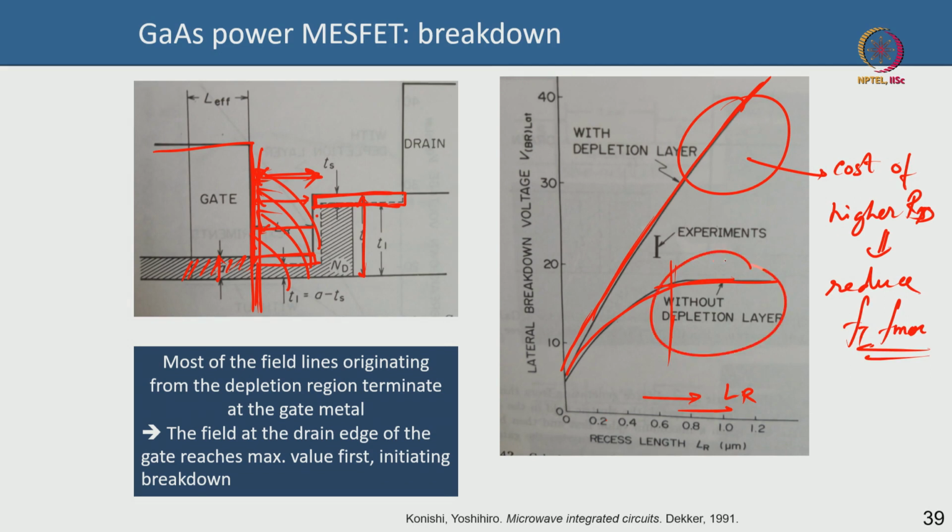So without surface depletion, you will have a lower breakdown and it will saturate with the recess length. With surface depletion, your breakdown will keep increasing. Experimentally, people have found it somewhere in between, but it is closer to the scenario where there is a surface depletion. This indicates that there is most likely a surface depletion from the top.